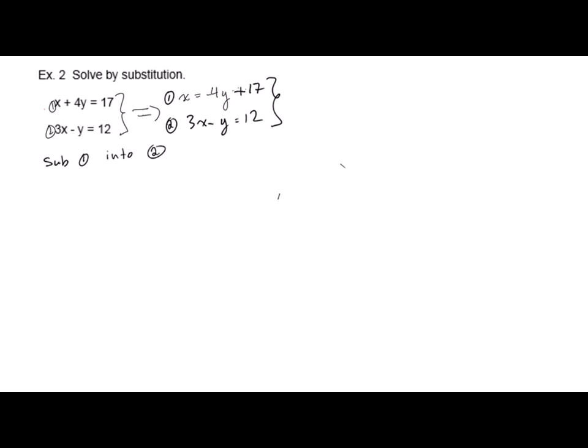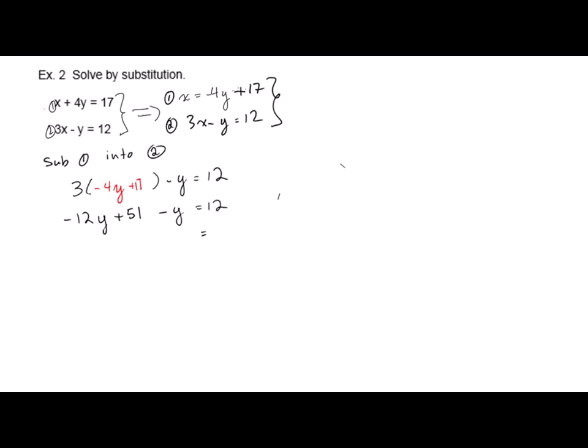3 bracket -4y plus 17 is equal to 12. Oh, wait. Minus y equals 12. And now let's distribute normally. So you're going to get -12y plus 51 minus y equals 12.